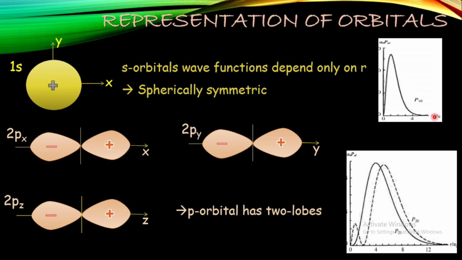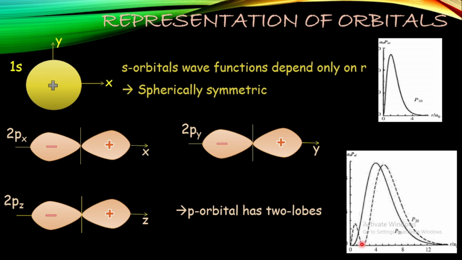If you consider the probability distribution corresponding to n equals 2 and l equals 0, it shows 2 peaks. So this is one peak and another peak, and there is one dip, which is nothing but the radial node. So here also we can observe the radial node, where we cannot find any electron.